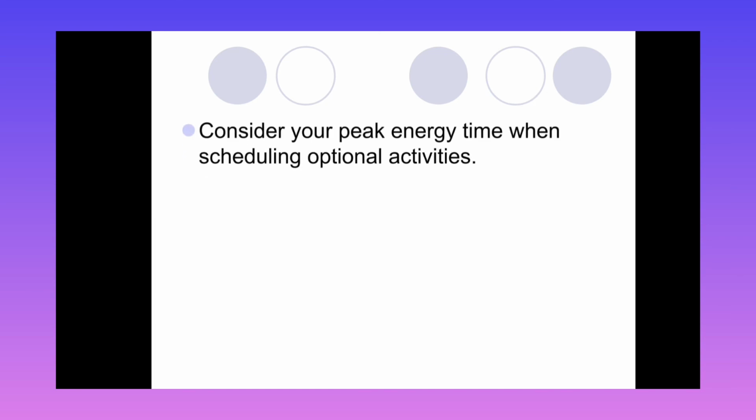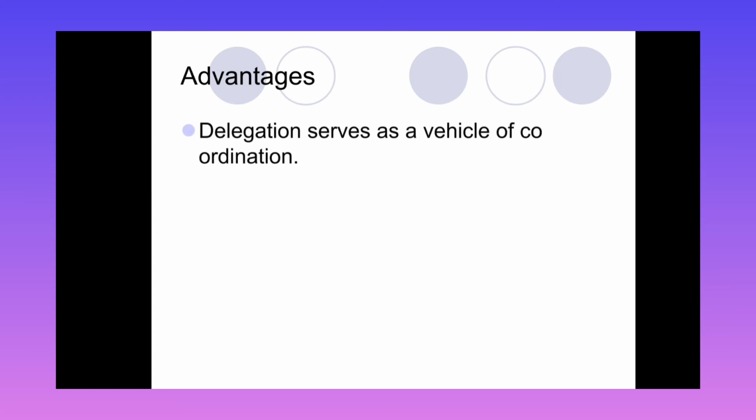Then consider your peak energy time when scheduling optional activities. So we have to utilize our maximum energy for the important task. That is the first one. Then we can see the advantages. Delegation serves as a vehicle for coordination.